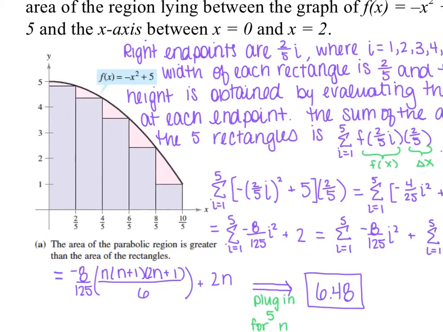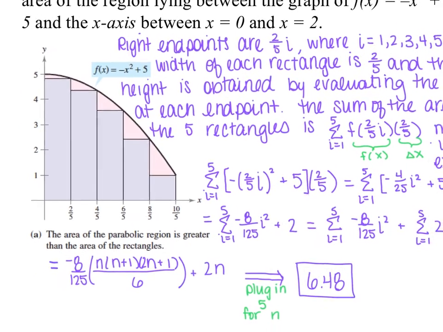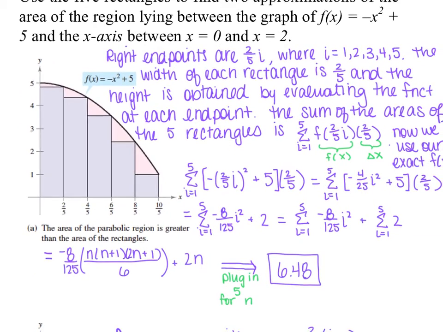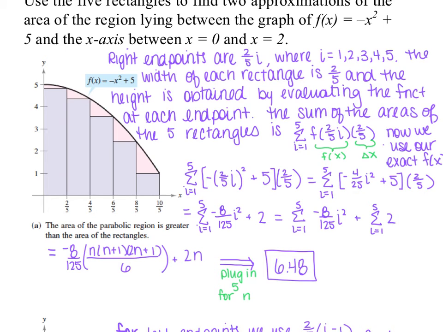So with 5 rectangles, first thing we need to figure out is our endpoints. So we have our endpoints, and they're at 2/5 i. And you can see that already on our graph. You have 2/5 times 1, 2/5 times 2, 2/5 times 3, and you can see that we go up until we get 2/5 times 5. So you can see we have i equals 1, 2, 3, 4, 5.